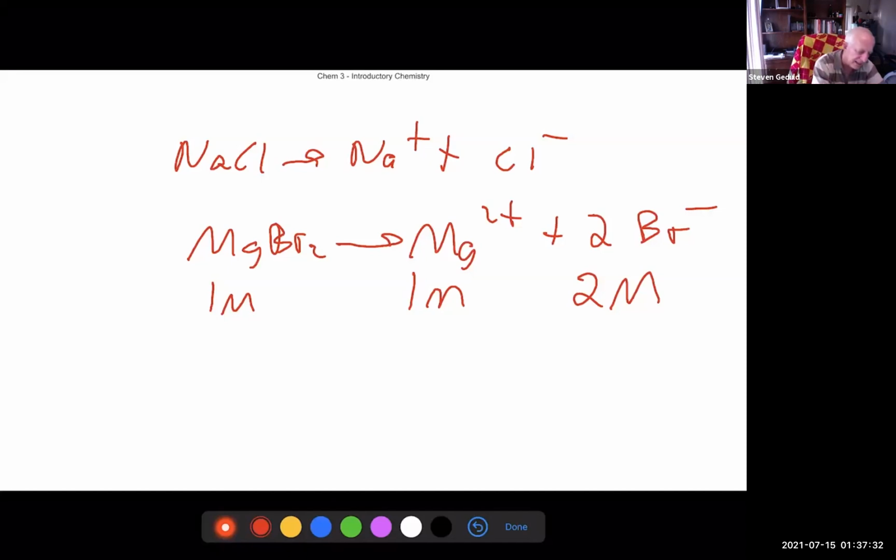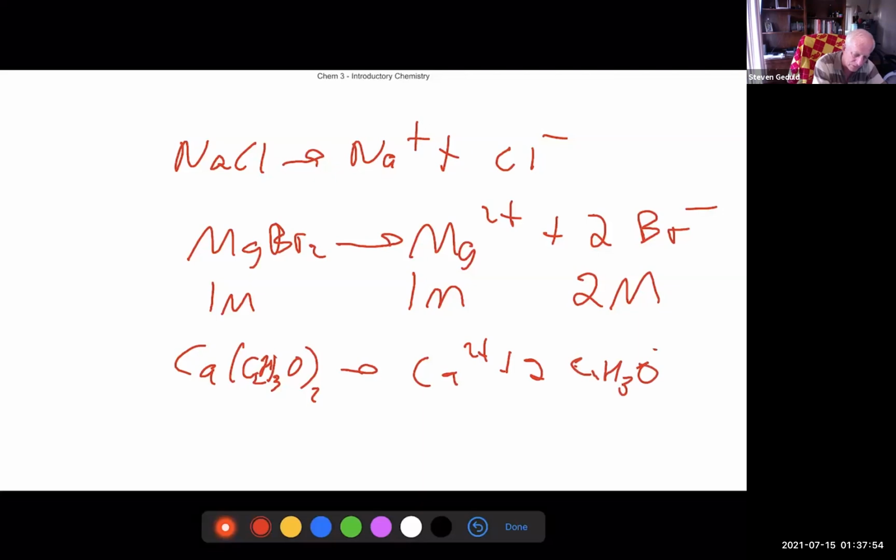So if we had calcium acetate, what's acetate? C2H3O2. We'd have one calcium and two acetate ions. So if this was five molar, this would be five molar calcium. This would be 10 molar acetate. It's the same ratio from one to two.